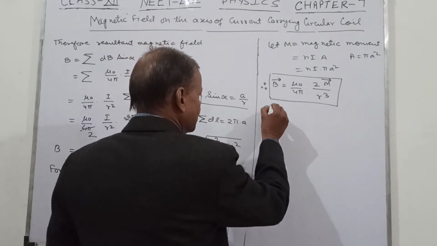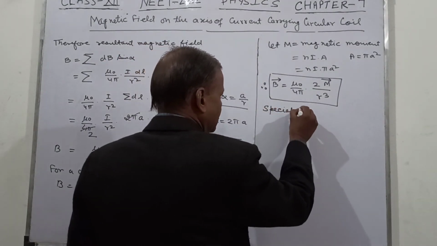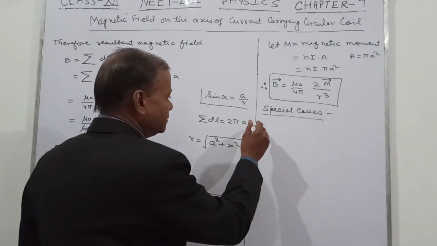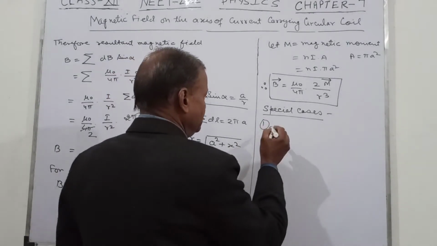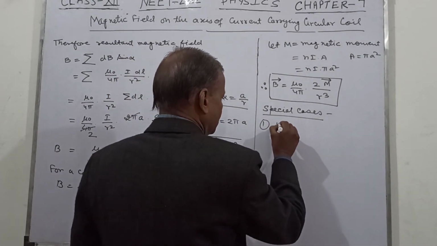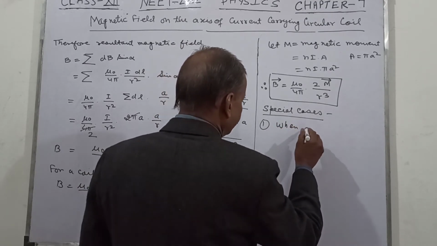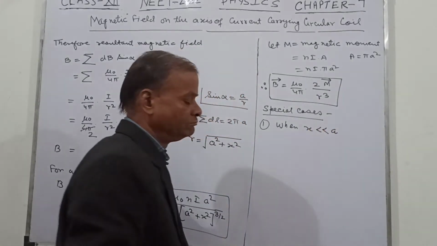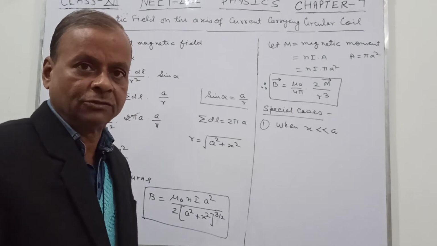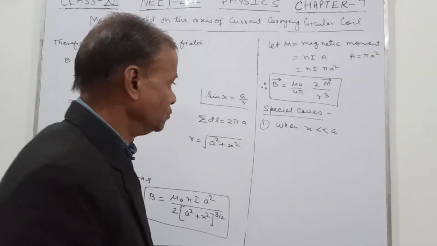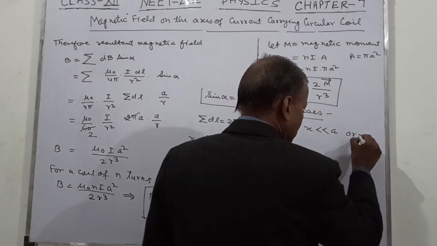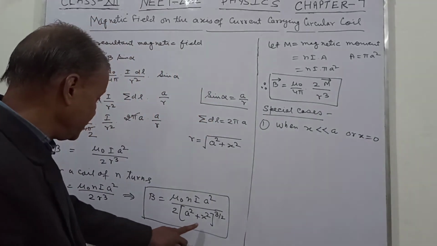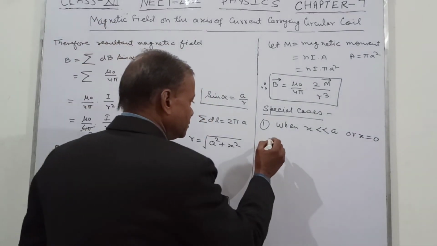Now some special cases. First we take when x is very less than a. x is very less than a. So we can neglect the term x, or x equal to 0. If x equal to 0, then what will happen?